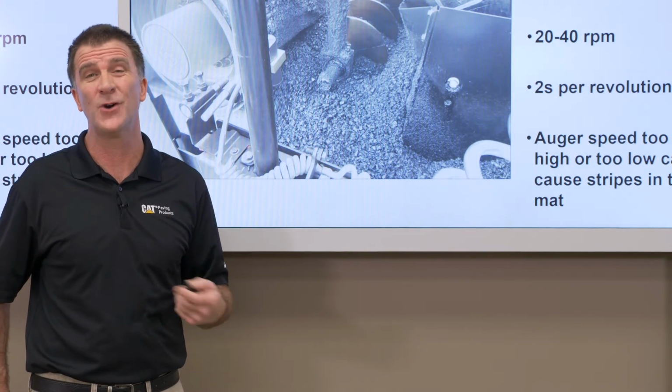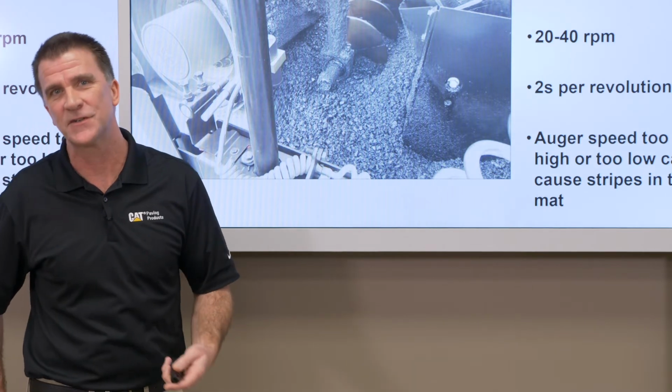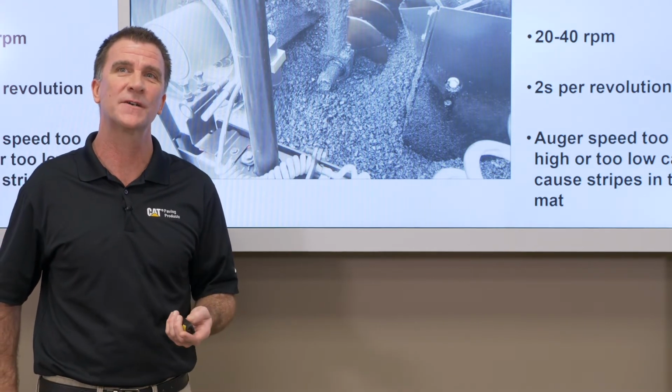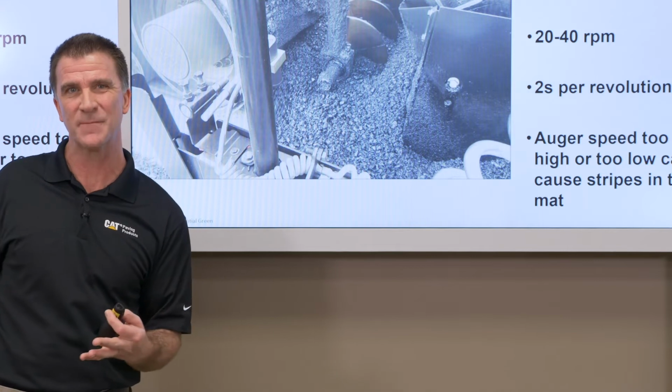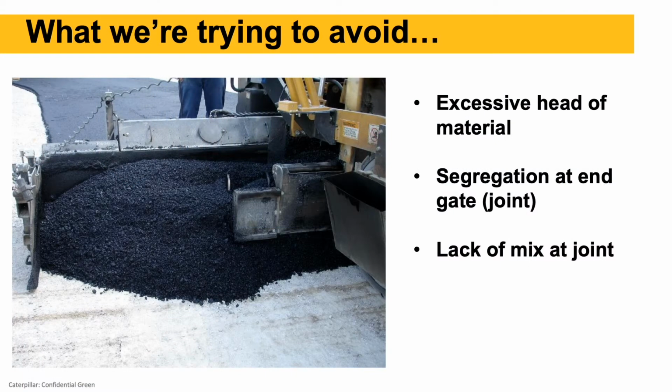Again, very important. Too high of an auger speed causes segregation. Too low of an auger speed, it's going to drag the mix and we'll leave stripes in the mat. So here's what we're trying to avoid.